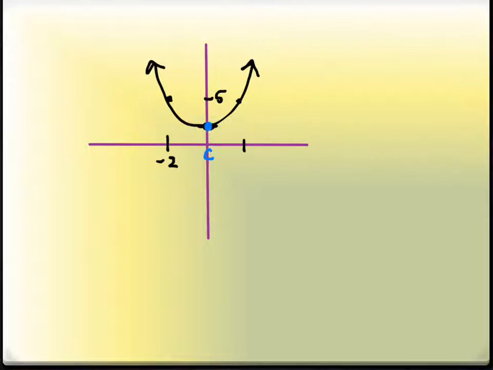Maybe I'll do it in a different color. Let's use the blue. So I have that horizontal tangent line right there at the value of x equals 0, or c in this case is equal to 0. Any questions on that one? Okay, we're going to do another one. Same directions.